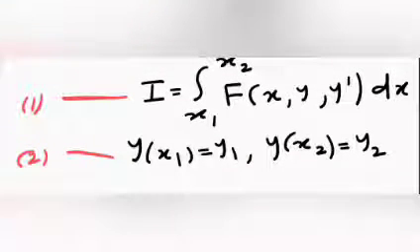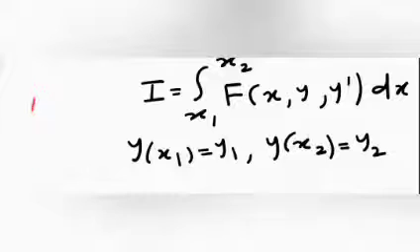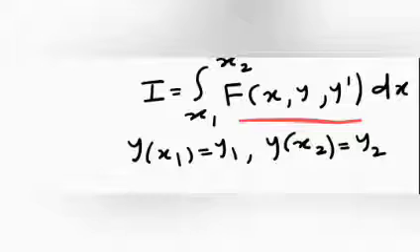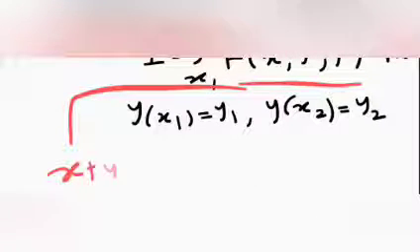Now let's get introduced to some basic terminology. Here, this function f(x, y, y') depends on more than one variable, right? Here x is an independent variable, y is dependent on x and y' is also dependent on x. It could be something like x plus y'. So this is an example of f(x, y, y').